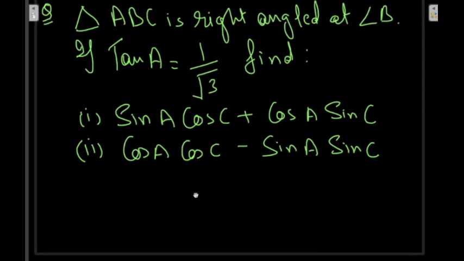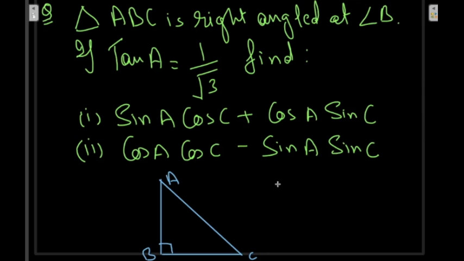So first thing first, the best thing is let's make the diagram. So this is our right angle triangle, and this angle B is 90 degrees. So this becomes B, this becomes A, this becomes C. Now tangent of A is 1 over under root 3.